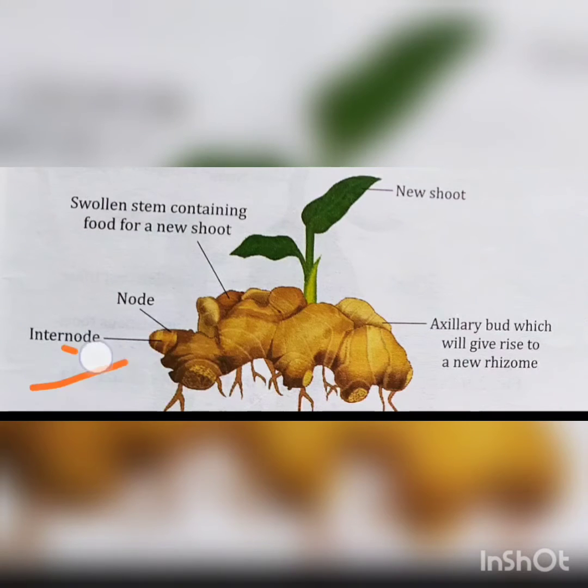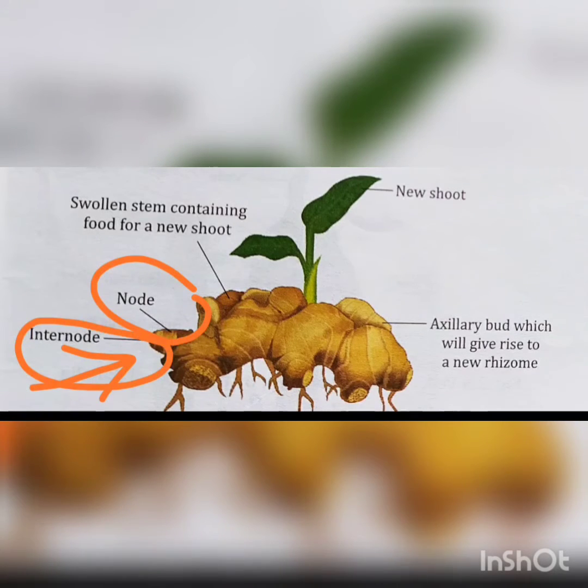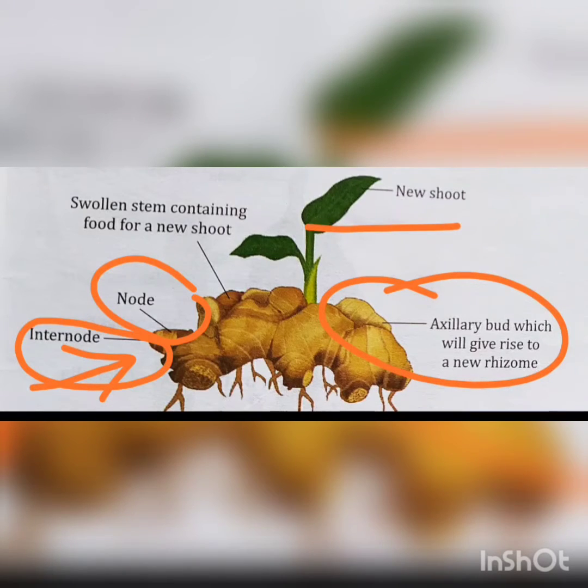This is the diagram of a rhizome. Rhizomes are branched underground horizontally growing stems. They have distinct nodes and internodes which bear the axillary buds. These axillary buds can grow into a new plant. For example, ginger, turmeric and banana can grow from the rhizomes. These rhizomes have swollen stems which contain the food for the new shoot.